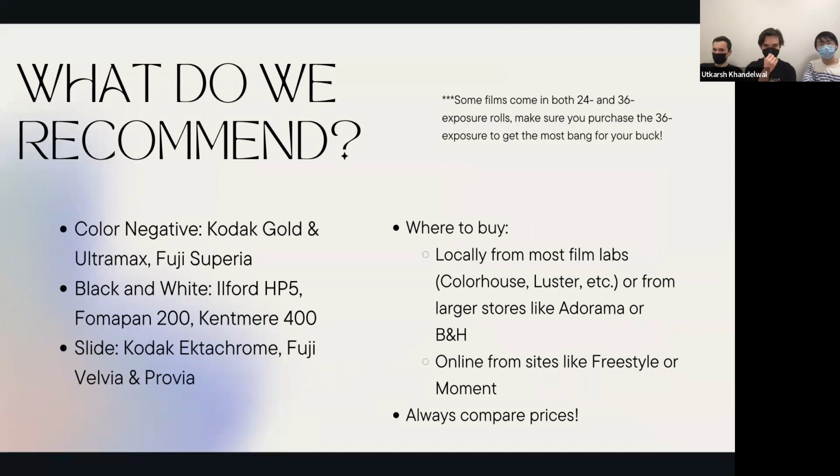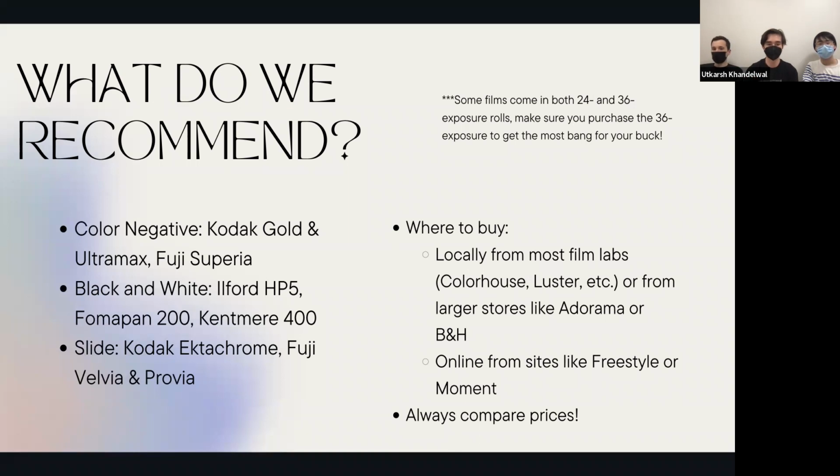But we put Kodak Gold and Ultramax because those used to be like $5 a roll. Now they're like 10, but Fuji has stayed pretty steady. So Fuji Superior is a great option, a great budget option. Black and white is kind of the most accessible price point in film right now.